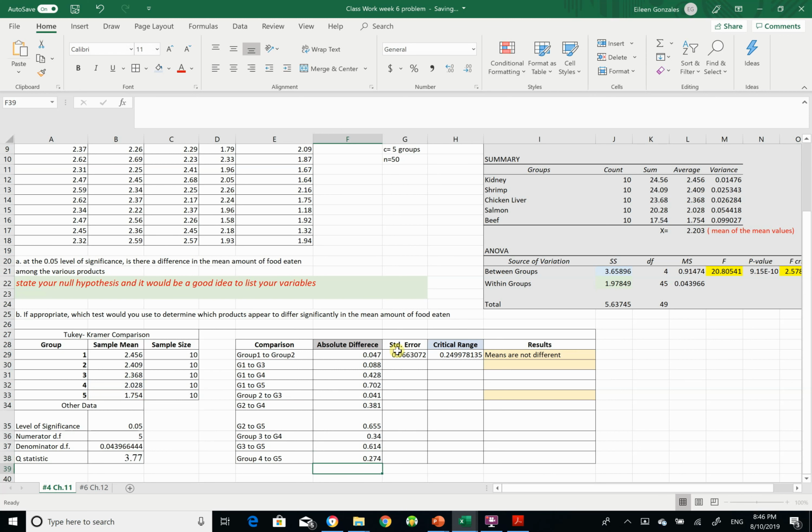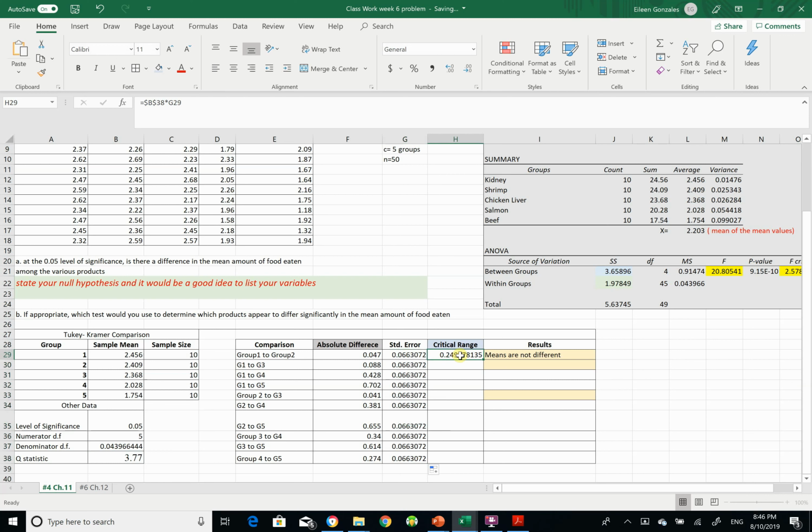Now our standard error here, if you notice, is the square root of the MSW divided by 2 times 1 over our sample sizes. Now our sample sizes are all the same, and so all we're going to do now is take this value right here and scroll it all the way down. So that is our standard error.